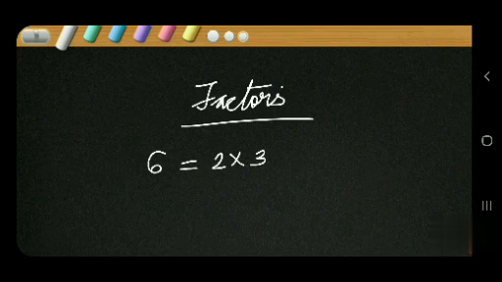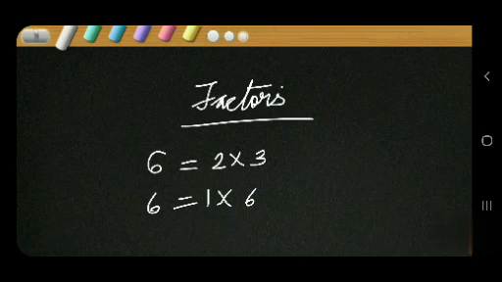Is there any other possibility where 6 can be written as the product of two numbers? Yes, of course. 6 can be written as the product of 1 and 6, isn't it? Any number can be written as the product of 1 and that number, because 1 into any number is equal to that number itself.